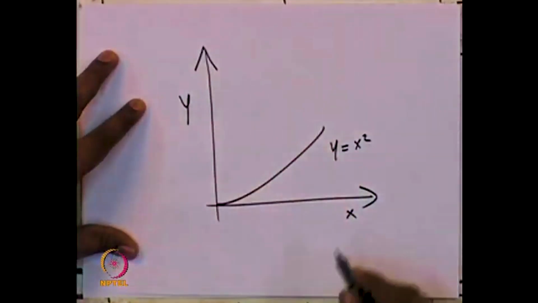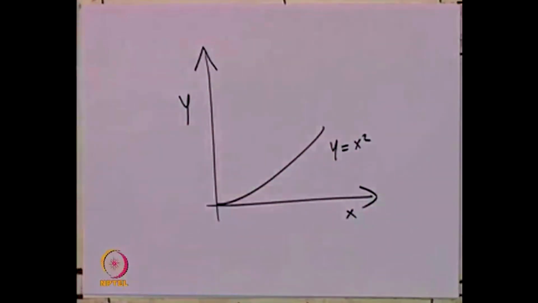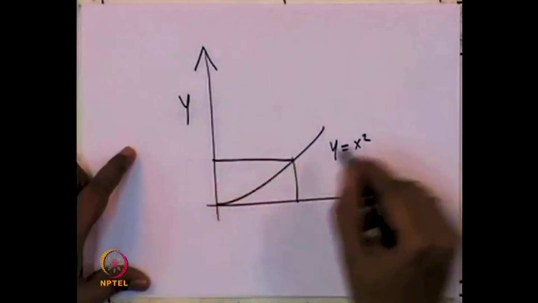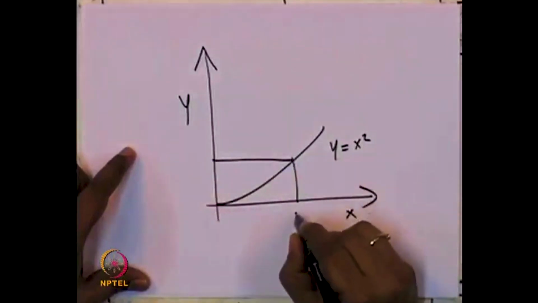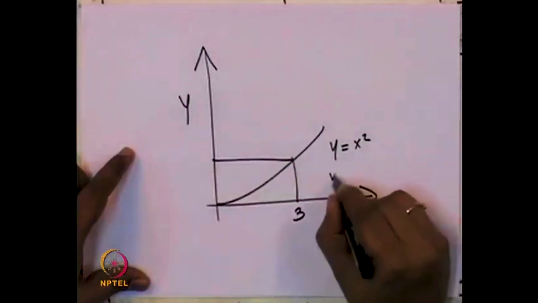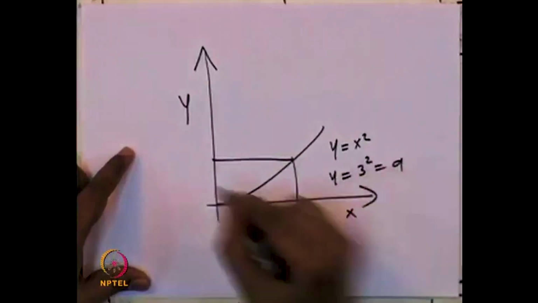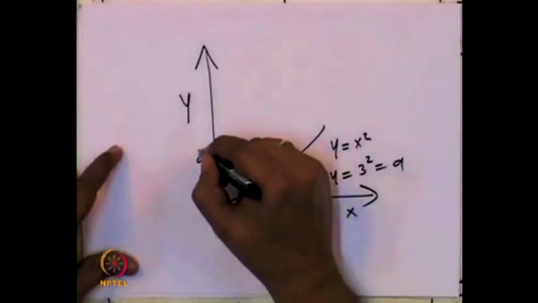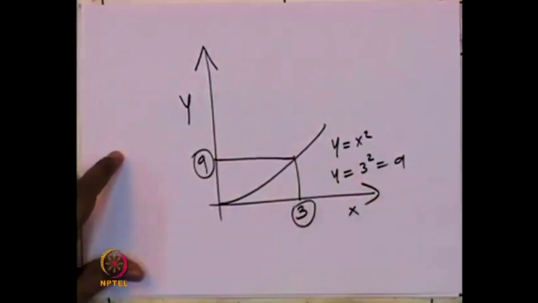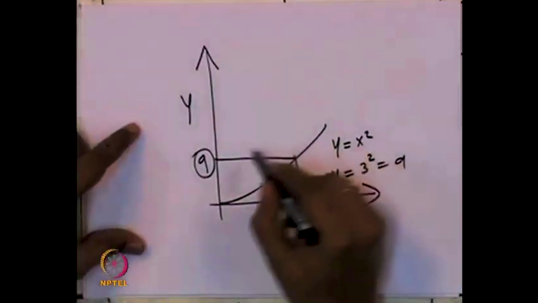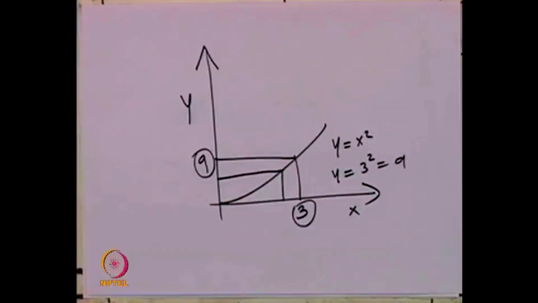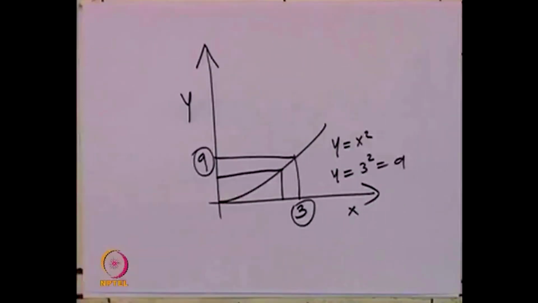Now, if you have such a function, you can ask this question. If we know the x value, the corresponding y value is given by the square of it. So, if this was 3, this would be 3 square, equal to 9. Now, if you know the y value, how will we calculate the corresponding x value? Let us say you know this value, how will you calculate the corresponding x value? So, you could ask this question: given a y value, how to get the x value.